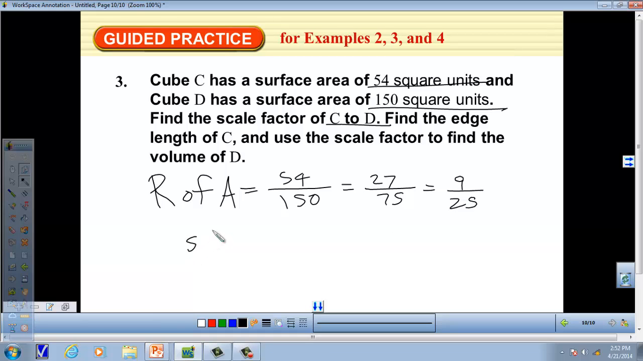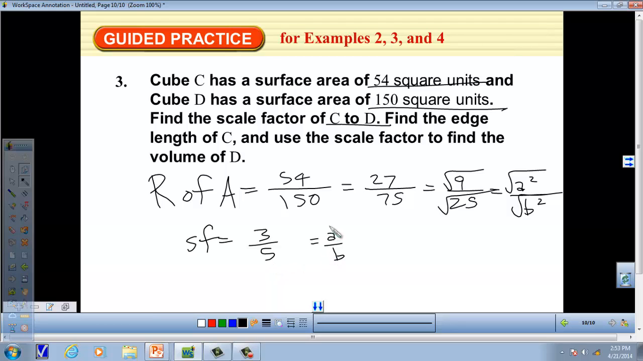We want to know the scale factor. Well, this ratio is a squared over b squared. So if I take the square root of this and the square root of this, that's going to give me my a to b, which is what I want. So I'm going to do square root of 9 and square root of 25. We know the scale factor is therefore 3 to 5.